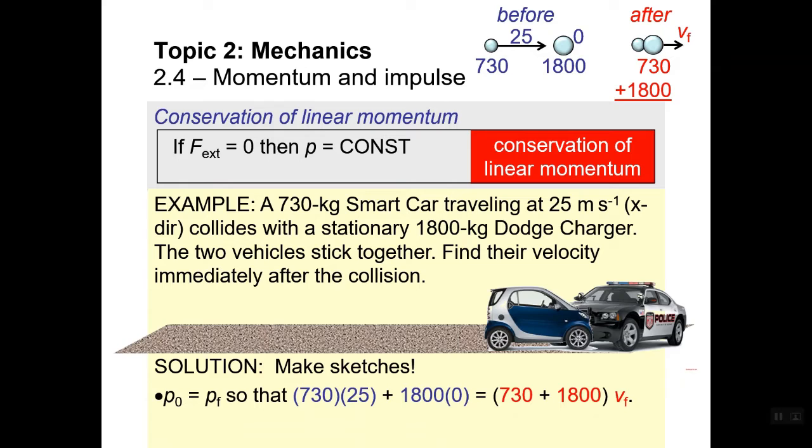Initial momentum equals 730 times 25 plus 1800 times 0, as the Dodge Charger is stationary, equals the total mass. They stick together, so the total mass is 730 plus 1800 times the final velocity. That gives us 18,250 equals 2,530 times the final velocity, and the final velocity equals 7.2 meters per second. It indicates the two vehicles stick together and travel with the same velocity in the positive x direction, 7.2 meters per second.